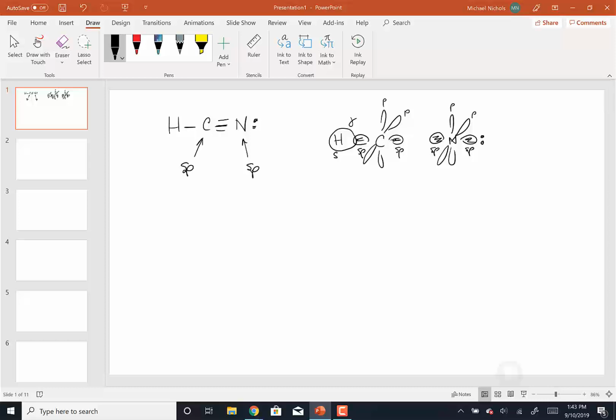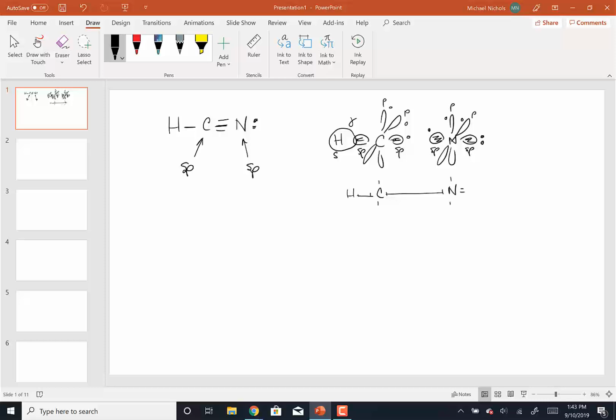Then for carbon, each one of these orbitals is going to have one electron in it, and for the nitrogen, each orbital is going to have one electron in it as well. So what I'm doing here is saying for the carbon we have 4 valence electrons, and for nitrogen we have 5 valence electrons. I'm going to go ahead and bond that, and then bond the carbon to the hydrogen. So now I have two unpaired electrons in carbon and nitrogen.